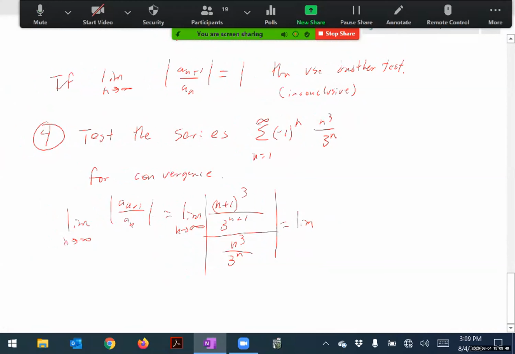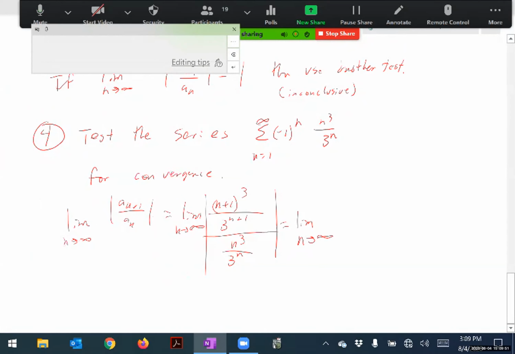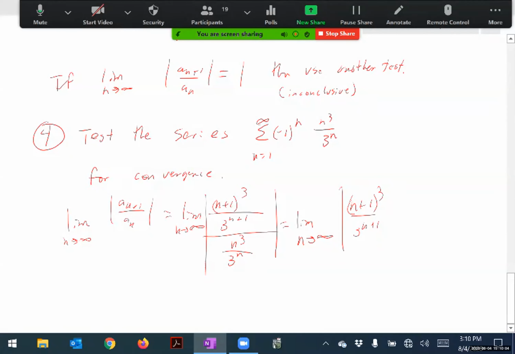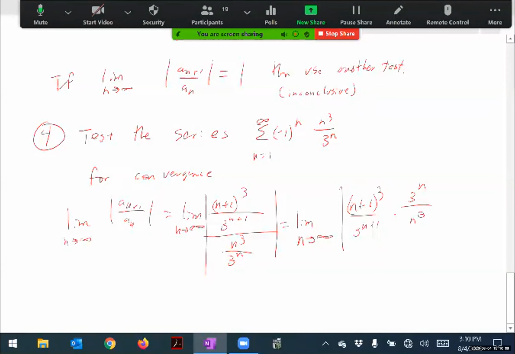The limit as n goes to infinity of the absolute value of (n plus 1) cubed over 3 to the n plus 1, times 3 to the n over n cubed. Now how can we cancel some stuff out here?